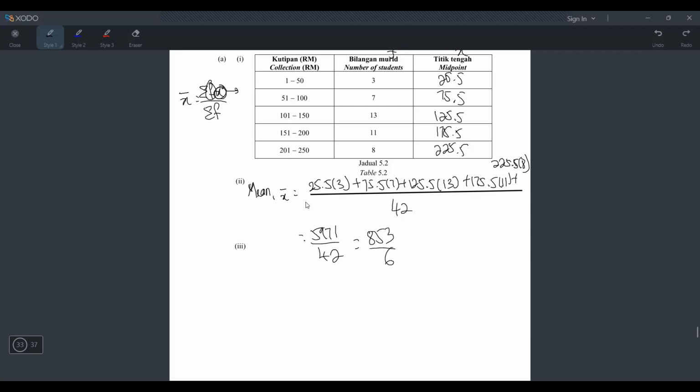Okay, but this one they say in RM, right? So let's write in RM. But if you write in RM, then we cannot write in fraction already. It has to be 2 decimal places, 142.17. Okay, did I do everything correctly? Yes. So that's the answer.